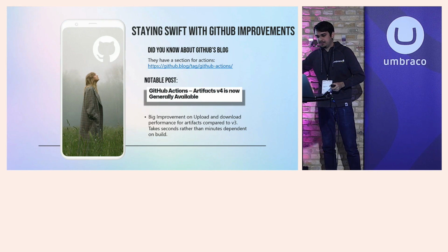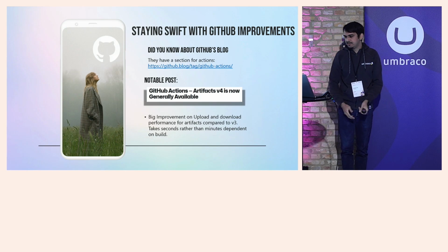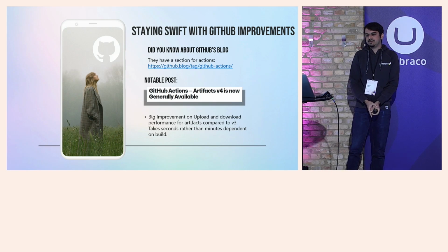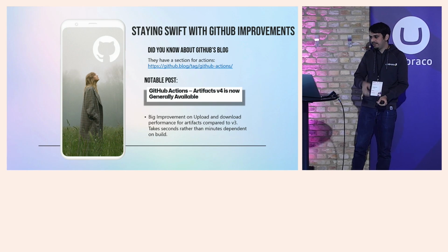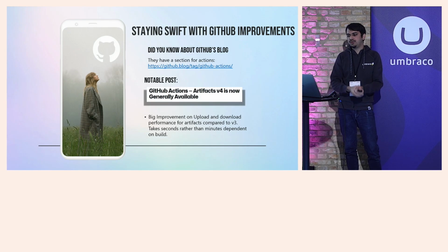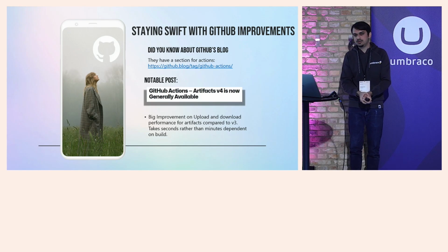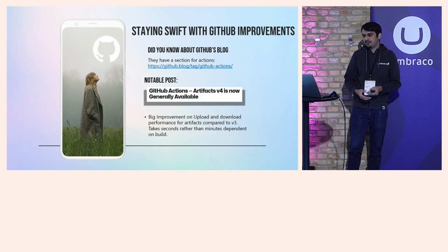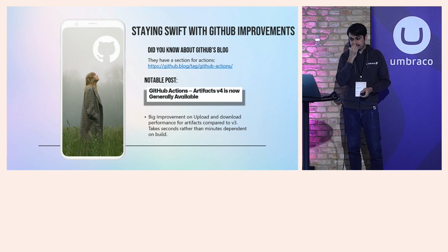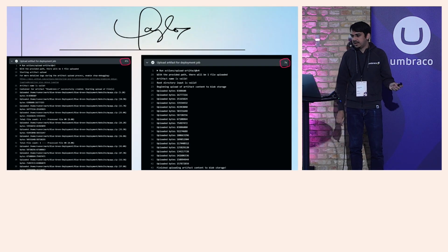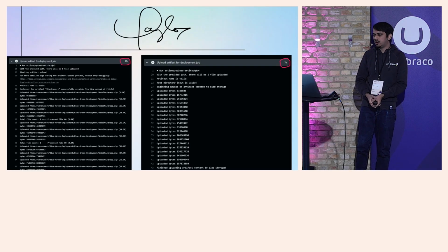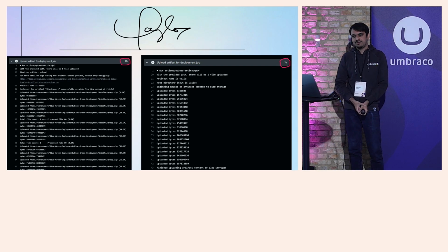So GitHub has a blog, and they have a section for actions. A big post for me was that they announced v4 artifacts. Artifacts are tasks that upload and download your build output to GitHub storage for other runners to consume. v4 has a significant performance boost compared to v3. As a result, a 47-second upload task is reduced to 7 seconds.